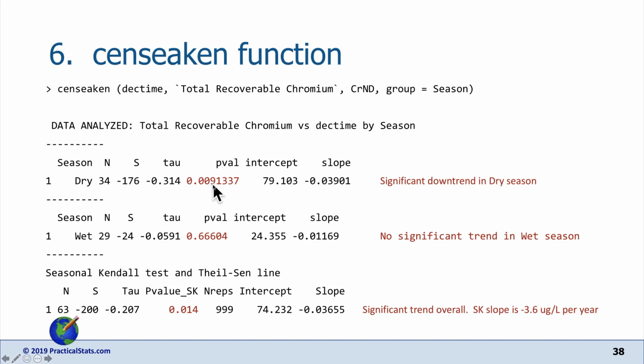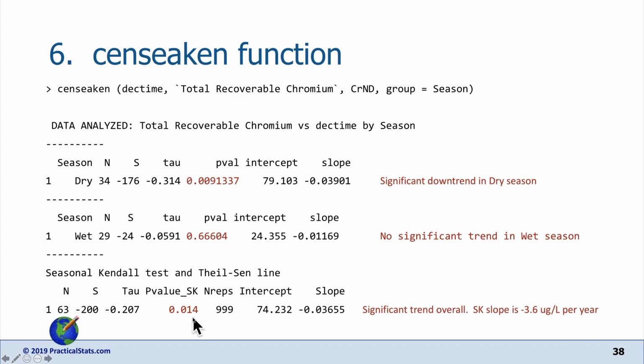So we have a downtrend in the dry season. There's a negative slope and a negative tau in the wet season, but it's not very strong. The p-value is not significant. Here's S, minus 176. There's much less S. It's much closer to 0, minus 24. So it's more like there's just as many increases as decreases. Add the minus 176 and the minus 24 together, and you get the minus 200 for the overall seasonal Kendall test. That's a p-value of 0.014.